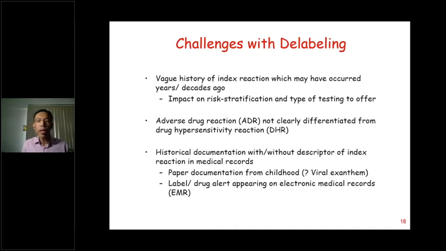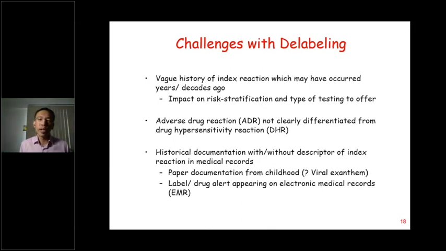I think some of the problems we as allergists face would be, firstly, that of a very vague history of the index reaction, which often has occurred years or even decades ago. And the reason why the index reaction is important is because it impacts on how we risk stratify this patient. And it also impacts on the types of tests that we offer.